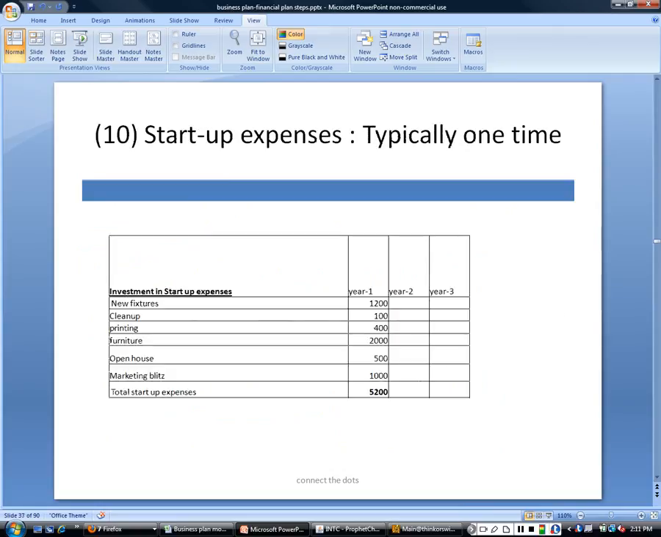So in my example, and again your example may be different, your numbers may be different, but I just want to show you the methodology. My assumption is that I might need some fixtures and some cleanup I have to do, and I might print some brochures, and I might need some used furniture, I might do an open house, I might do a marketing blitz, and it's going to cost me so much in year one, so I got a total of $5,200, and that's my estimate.